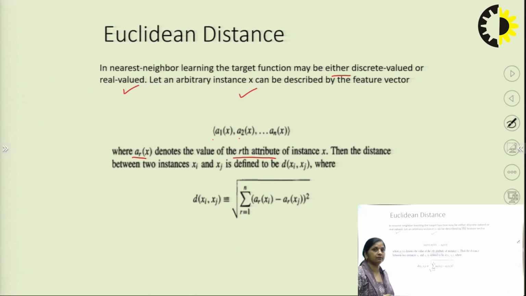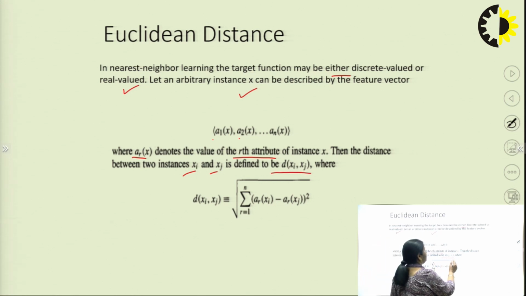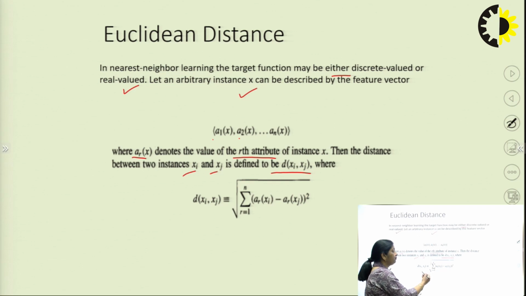When we find the Euclidean distance, we find it between two instances, let me call them xi and xj. The distance is represented by d(xi, xj). We take the difference between the rth attribute of xi and xj and square it. All the attributes are considered one by one, so it is shown as ar(xi) minus ar(xj) whole squared, where r goes from 1 to n, under the root. This is the Euclidean distance formula that we use to find the nearest neighbor when we apply the nearest neighbor instance learning method.